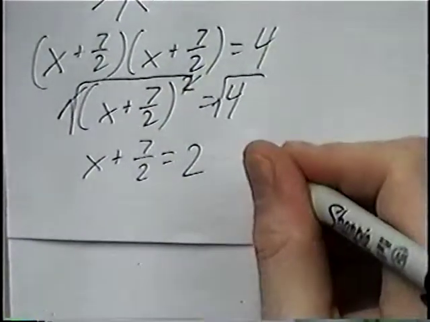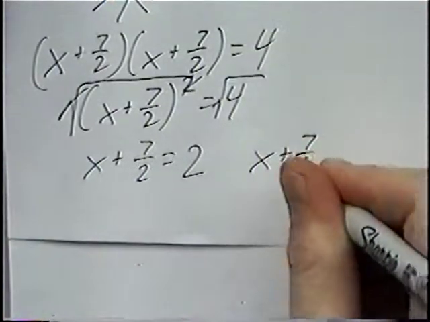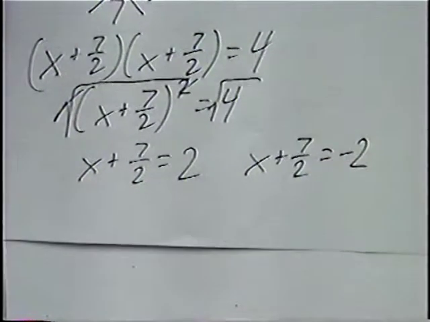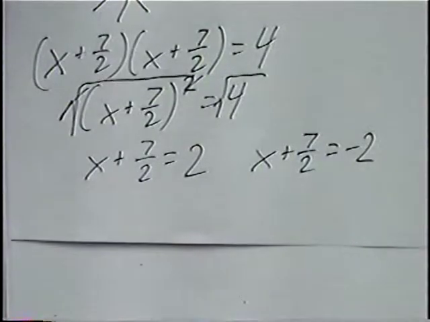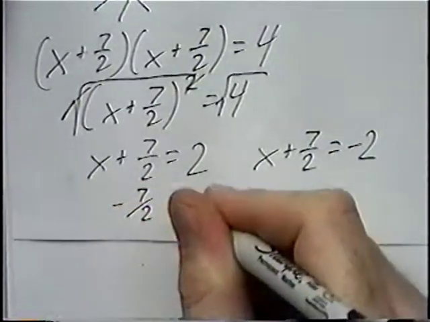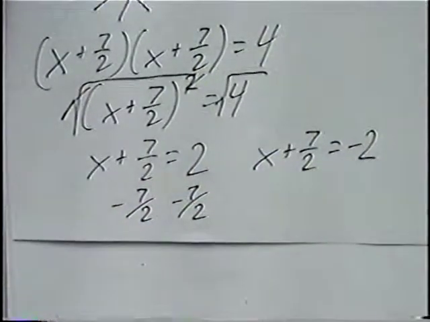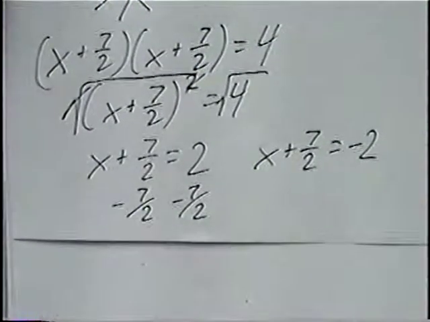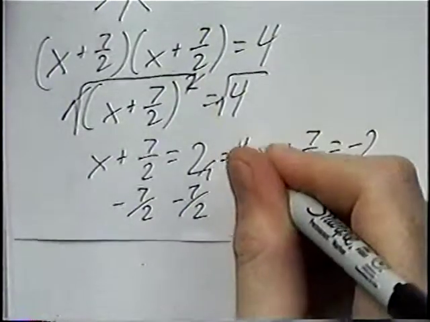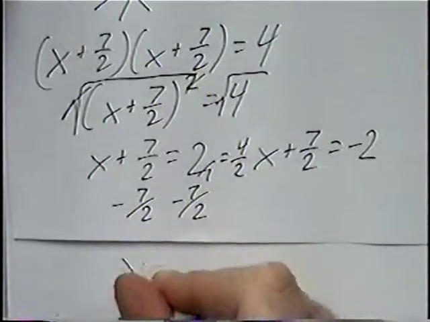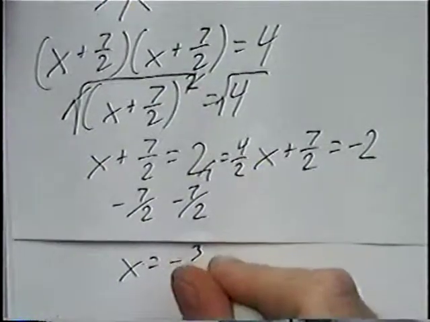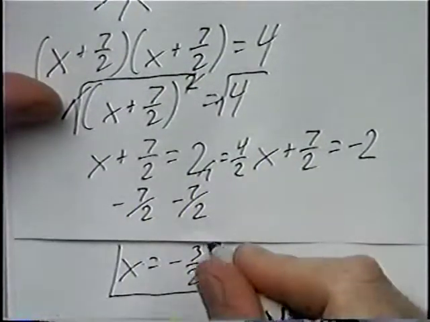Keep in mind when you take a square root in an equation, we'll have a second answer, x plus 7 over 2 equals the other square root of 4, which would be negative 2, since negative 2 times negative 2 will be positive 4. Solving these equations, we can subtract 7 over 2 on both sides. If we change 2 into a fraction for common denominators, 2 over 1, we can multiply by 2. So 2 is the same as 4 over 2. And we'll have our first answer, 4 over 2 minus 7 over 2 would be negative 3 over 2, or negative 3 halves.